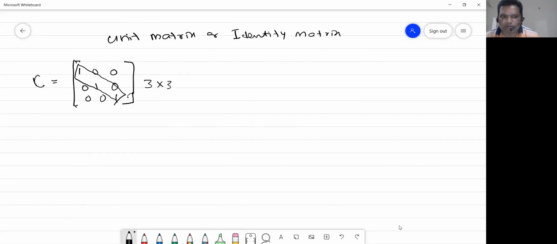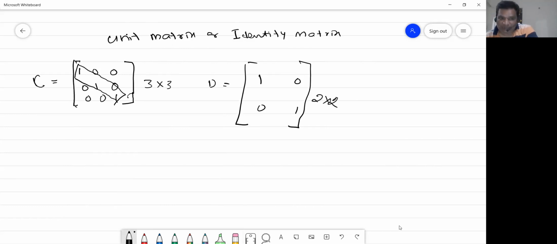Similarly, we'll take a 2 by 2 matrix. I will call it a D matrix. In this D matrix, I'll give numerals like 1, 0, 0, 1. So here the elements on the principal diagonal are equal to 1. This is called a unit matrix. What is the order? 2 into 2. So a unit matrix is a diagonal matrix, in terms a scalar matrix also, in which the elements of the principal diagonal are equal to 1.